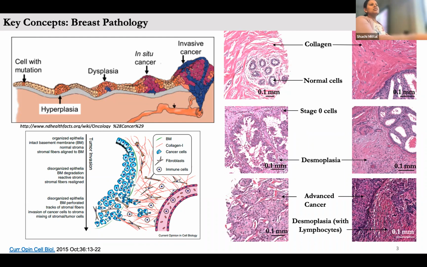And similarly here, the cancer cells have invaded the entire space, which is advanced cancer, and we have desmoplasia. So now you know about the breast pathology that I'm going to be referring to in the talk.